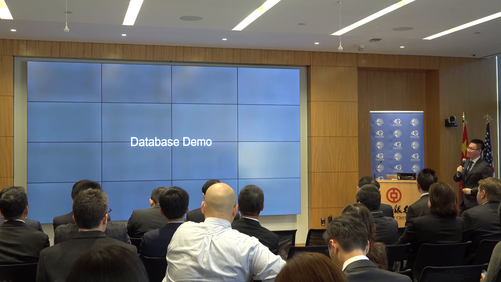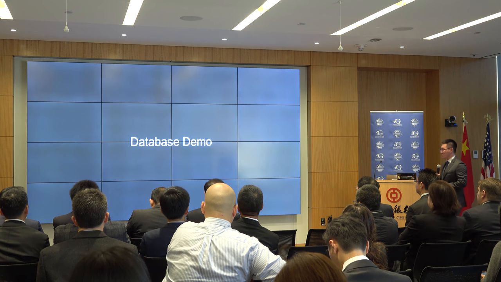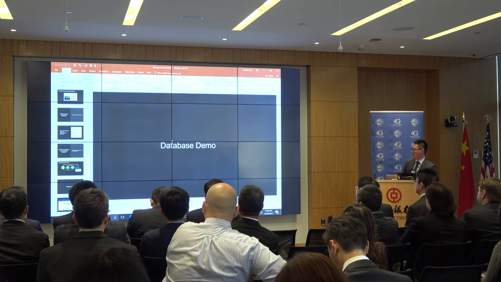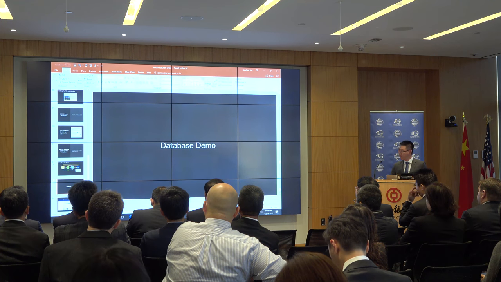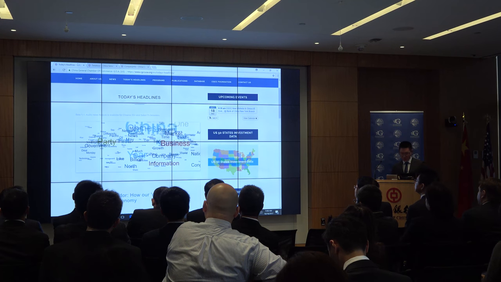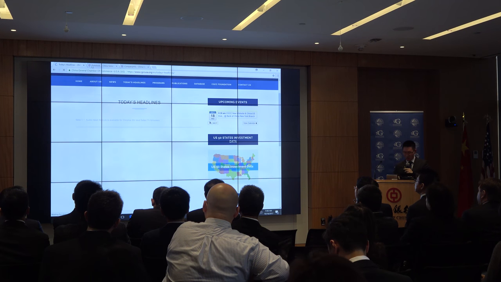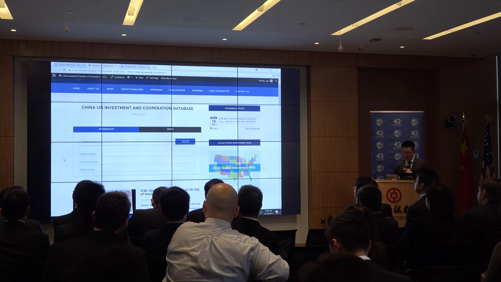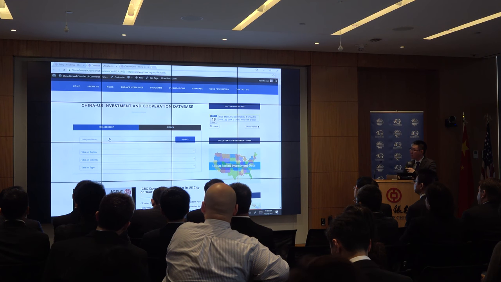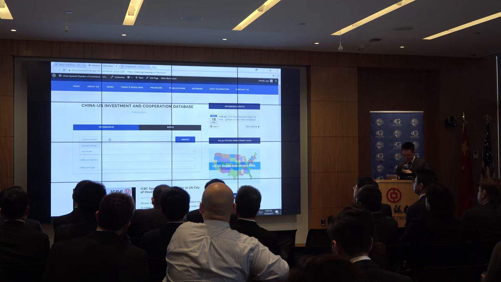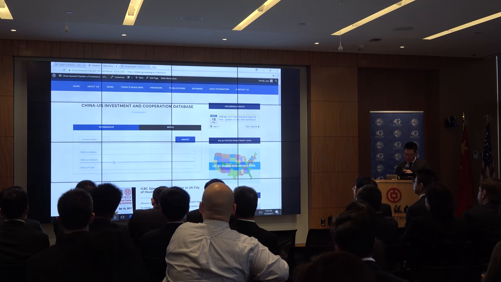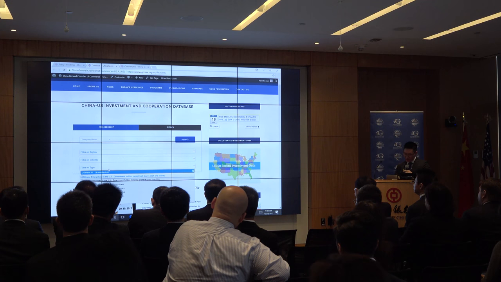So next is a database demo. It's going to quickly show you what the database looks like. Oh, this is a word cloud I was talking about. Okay, so this is the database. As you can see, you can search by company names or key people, and you can filter by regions, industry, or type.